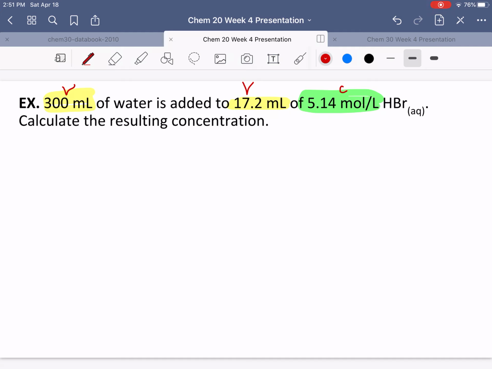Whew. So you have to figure out here, what do you start with and what do you finish with? If we're looking for a resulting concentration, then that means that we're looking for another C value. We have 2 V's, we have 2 C's. Absolutely, this is a dilution question.